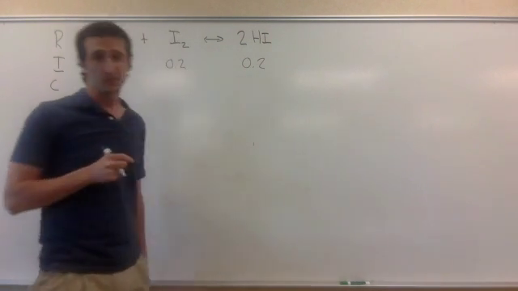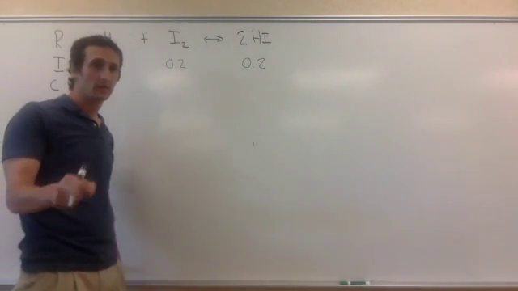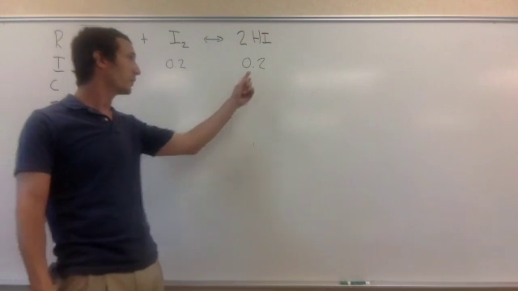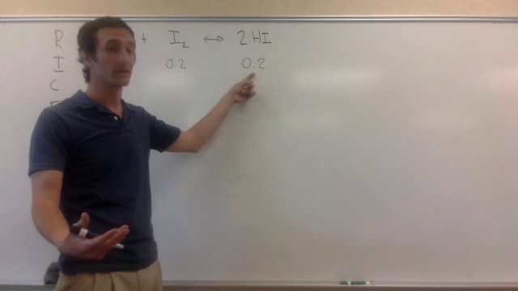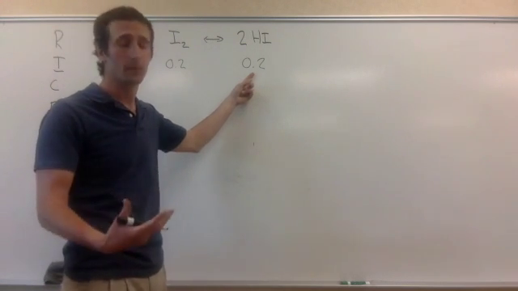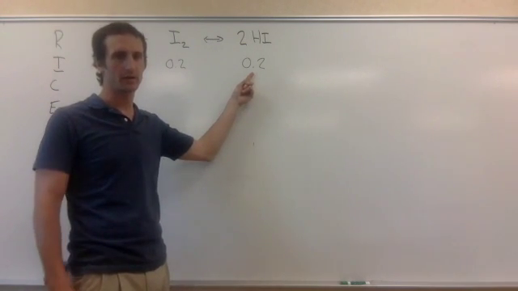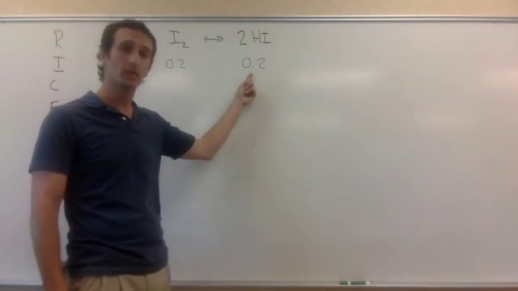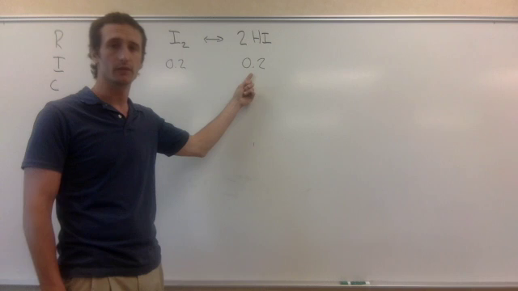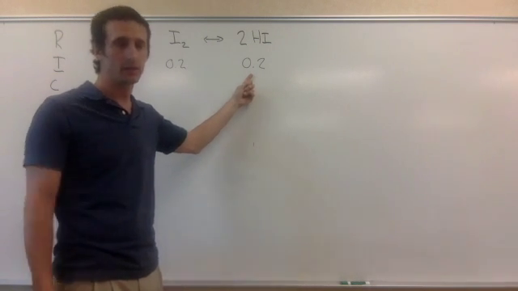And this was one of the mistakes that I saw, was some people wanted to put 0 here. In this one, you're told that we actually started with some of the product. So we do have to note that initially we had 0.2 moles of HI in that 1 liter flask, so that's 0.2 molar.